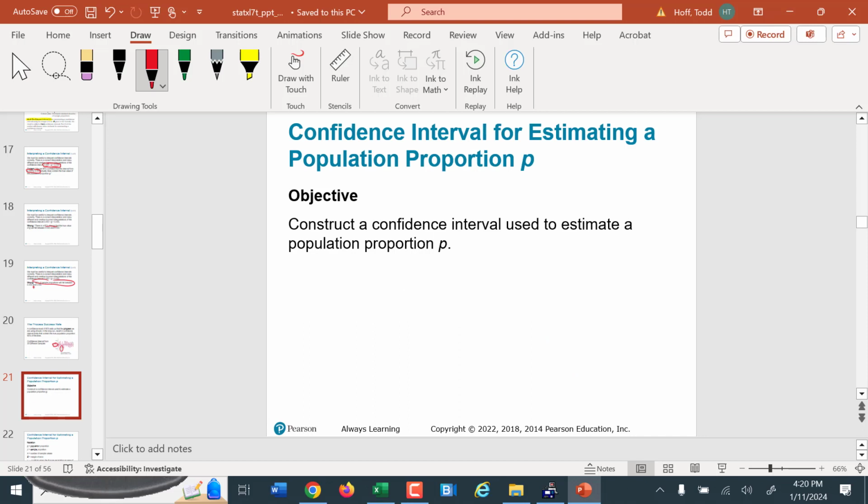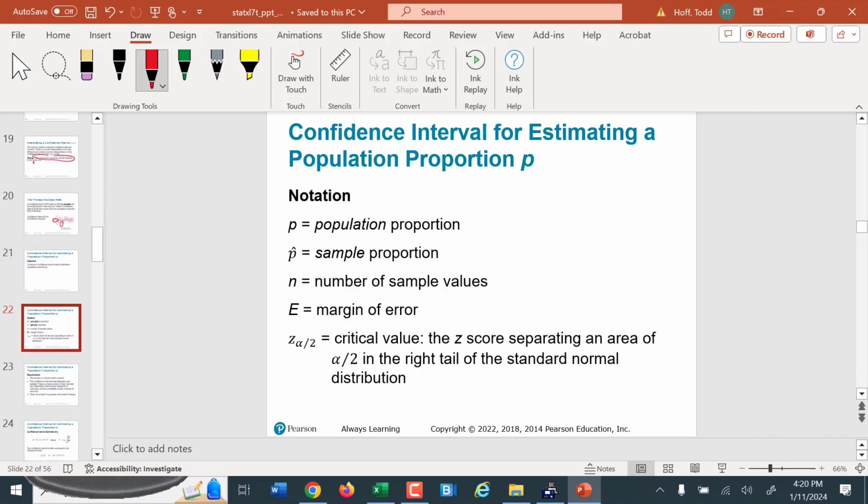So let's actually construct that confidence interval now using the example we have before us. Some notation. P is the population proportion, P hat is the sample proportion. Small n, or little n, is the number of values in the sample, the size of the sample. E is going to be our margin of error, and z sub alpha over 2 is that critical value of z. Remember, that's the z-score that separates the interval in the center of our bell curve from the part that's outside of it.